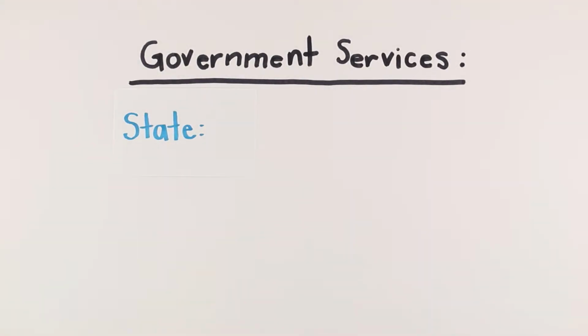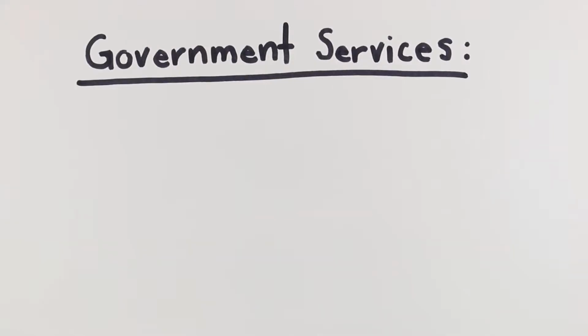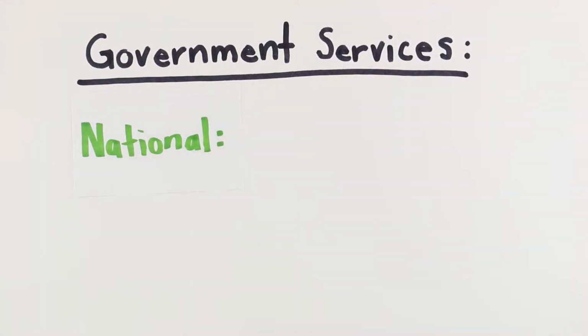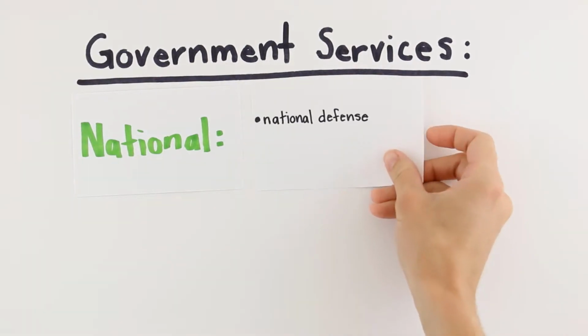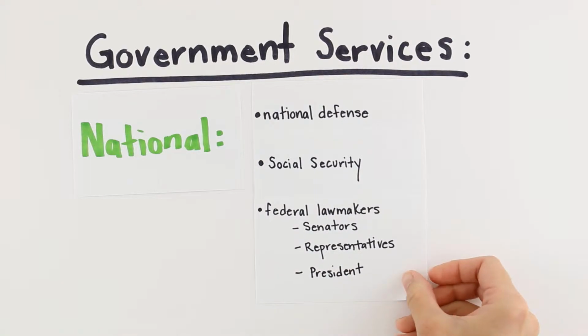At the state level, the government also helps pay for building roadways and education, but also the operating expenses for the state government, like the governor and the state legislature. At the national level, the government pays for national defense, Social Security for the elderly, and paying federal lawmakers like senators, representatives, and the president.